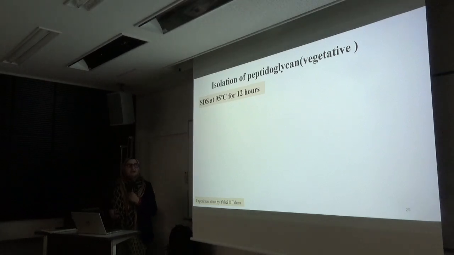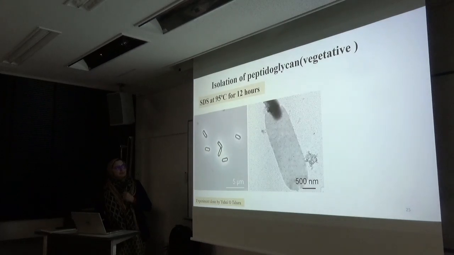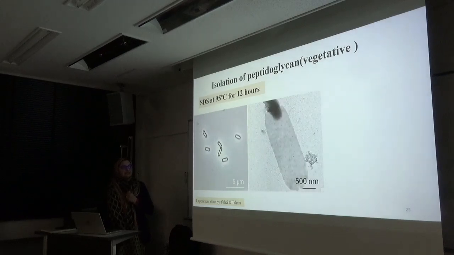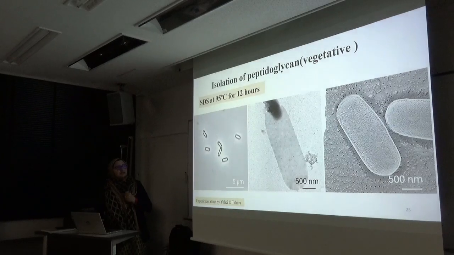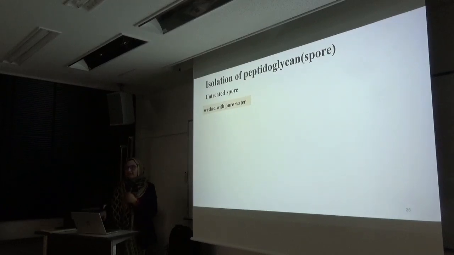So next, my aim was to isolate peptidoglycan. First we isolated the vegetative peptidoglycan, done by Vijay Tahara. He isolated this structure of vegetative peptidoglycan. First, this is the optical microscope result after treatment with SDS at 95 degrees centigrade for 12 hours. This is the negative staining result of peptidoglycan, which clearly shows a sac-like hollow structure, and these are the structures of the vegetative peptidoglycan. Next, our aim was to isolate peptidoglycan of the spore.